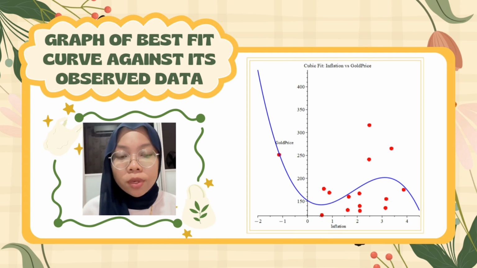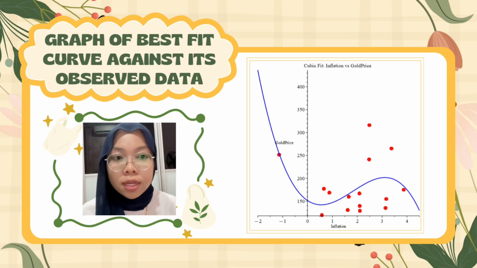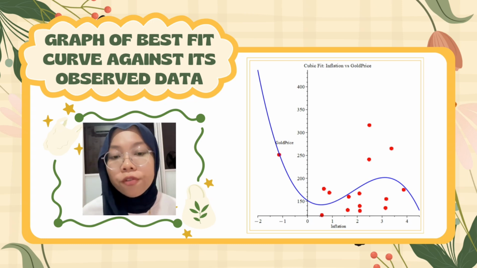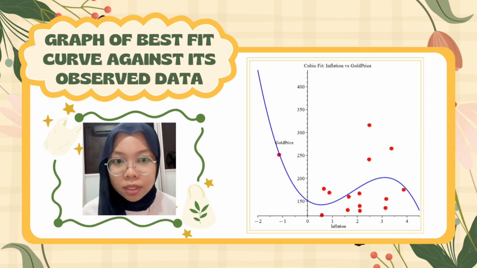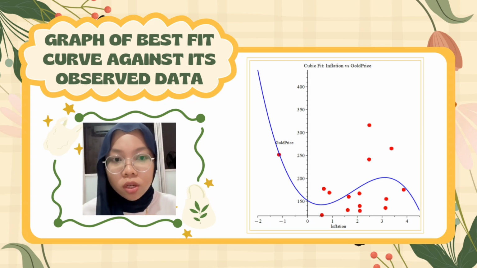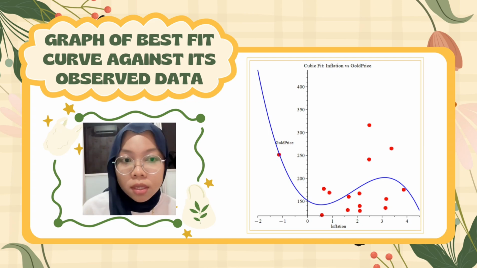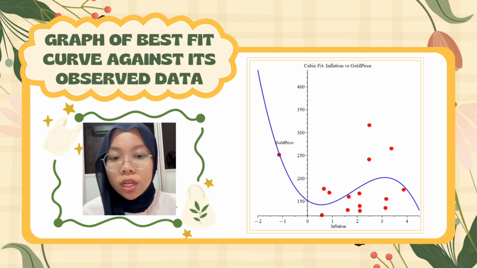So what we can see here is a cubic regression model fitting the relationship between inflation and gold price. The red dots represent the actual data points. These are the observed gold prices at different inflation rates. The blue curve is the cubic model fitted to the data. Now notice the shape of the curve is not straight and it doesn't just curve once. Instead, it curves down, then up, and slightly down again. So this means the model is capturing a non-linear relationship.